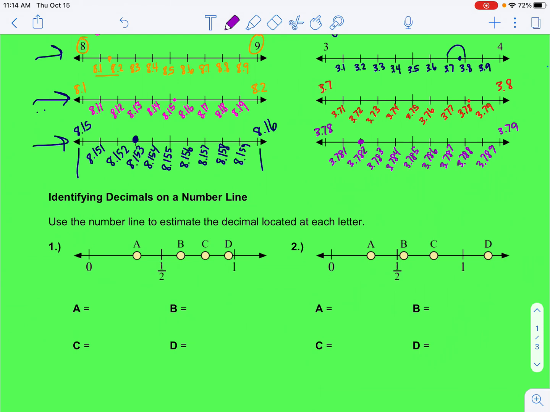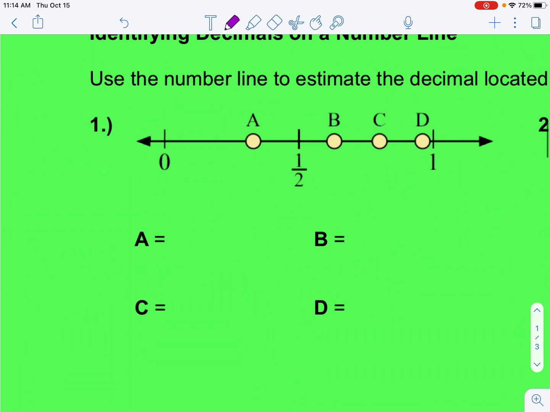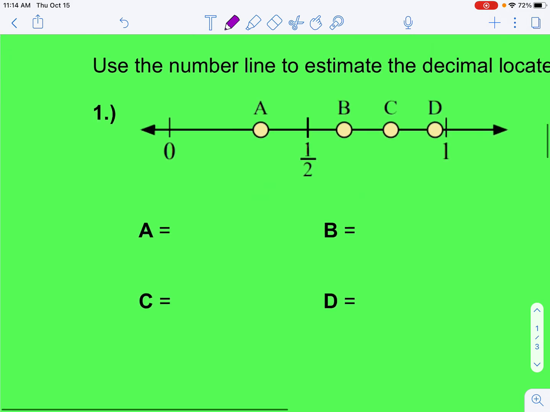So our last section that we're going to do is we are going to use our number line to estimate the decimal located at each letter. So we're going to zoom into number 1. So right here, this 1/2 is really 0 and 5/10. Okay, so if it helps you to write that out, then that will make it easier to estimate our decimals.